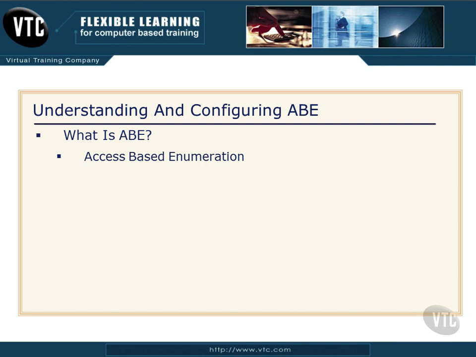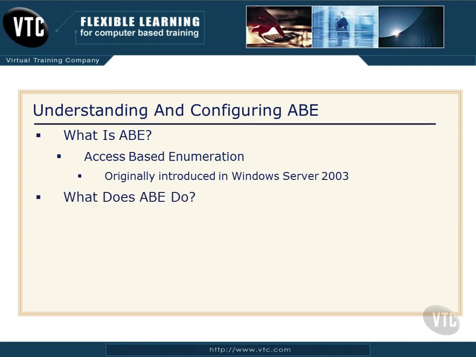ABE is access-based enumeration. Now this is a functionality that was originally introduced in Windows Server 2003, and it was a big hit. Administrators loved it. It originally appeared as a product download, then it got included in Service Pack 1, and it's been there ever since. Now some of you are asking, wait a minute, Mark, I'm still needing to know what is ABE.